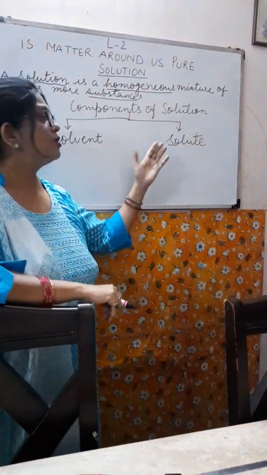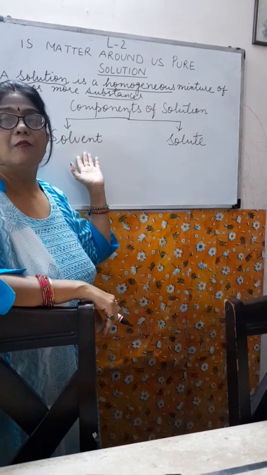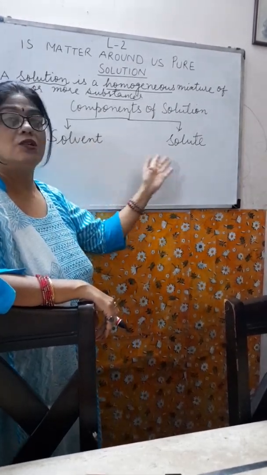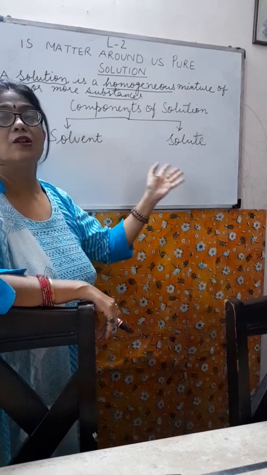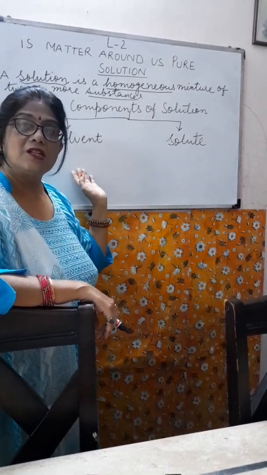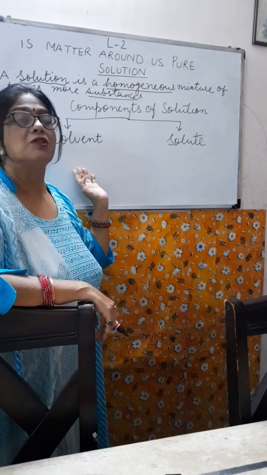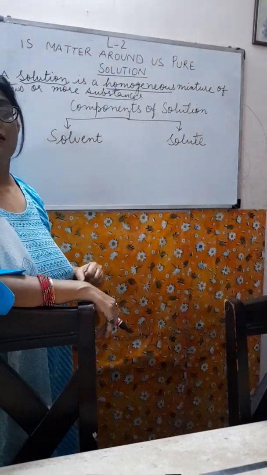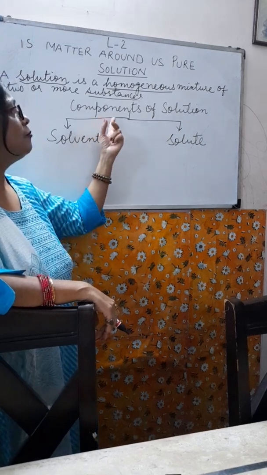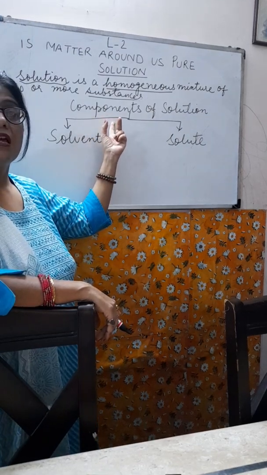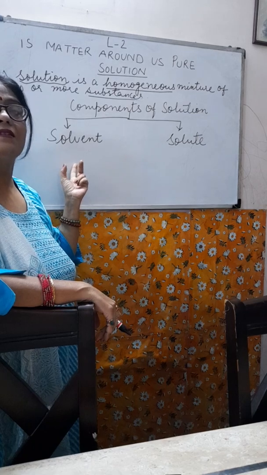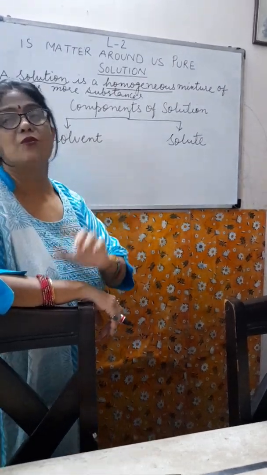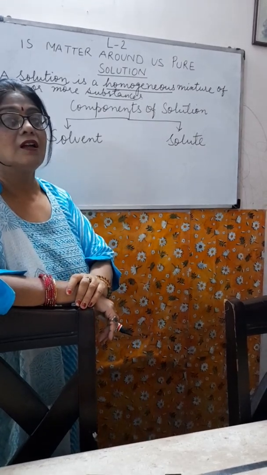You must be able to define the two different components of a solution. What is solvent, what is solute, identify which one is solute and which one is solvent in the given solution. Such types of questions can be asked. Now, what is a solvent? A solvent is the component of a solution which dissolves the solute in it, which dissolves the other component in it. It is called a solvent.